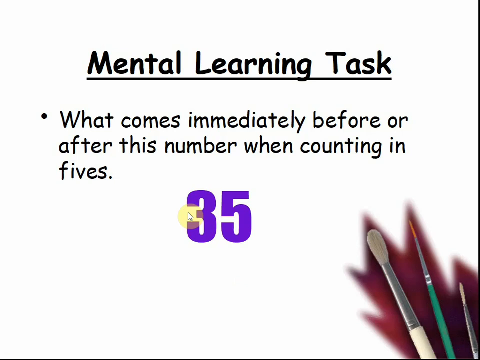What comes immediately before or after this number when counting in 5s? 35 plus 5 is 40. Well done. 35 take away 5 is 30. Well done. 50 plus 5 would be 55. 50 minus 5 would be 45. Well done.